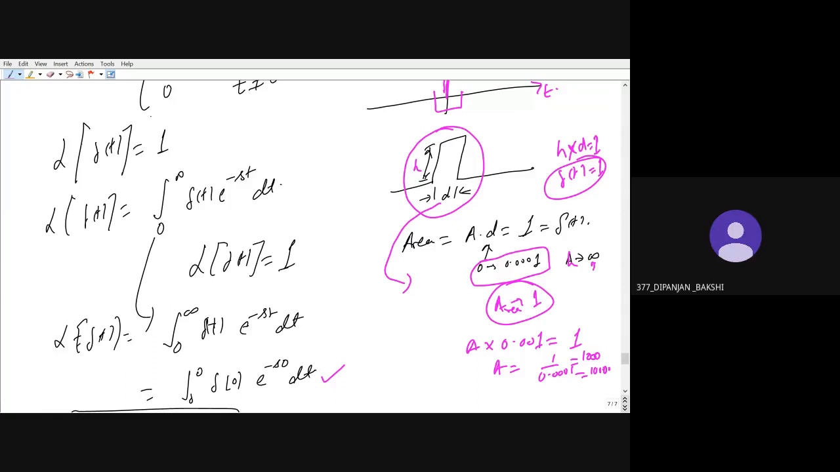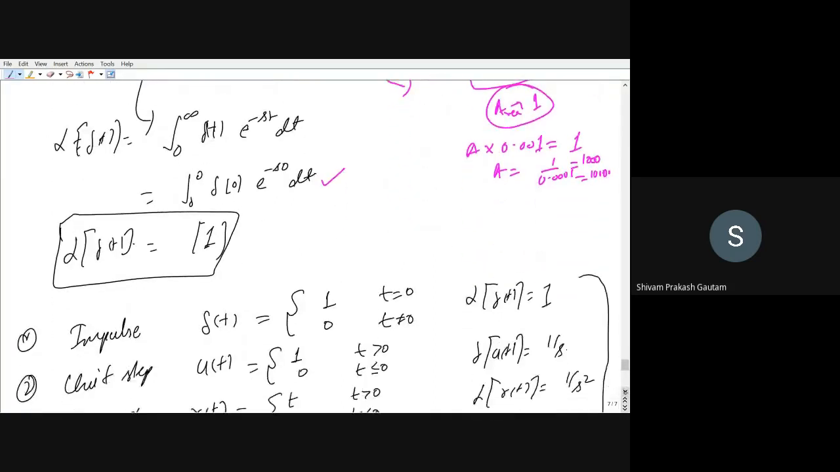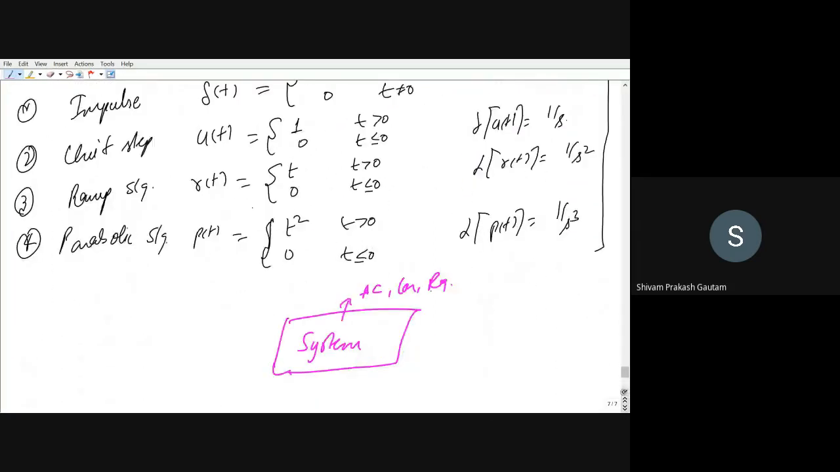Sorry. Like we are dividing the y-axis into two parts, right? H and D. No. We are not dividing the y-axis into two parts. Let me again show you.